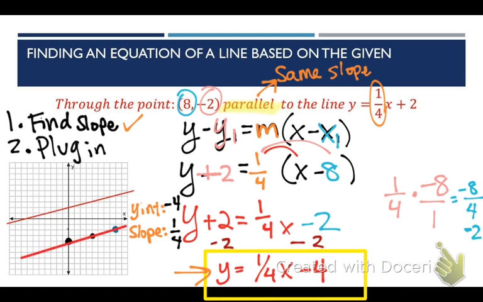If you connected the dots, these lines are parallel to each other. So we did good. So this is your final answer. I'm just showing you why they're parallel and how it all works out.